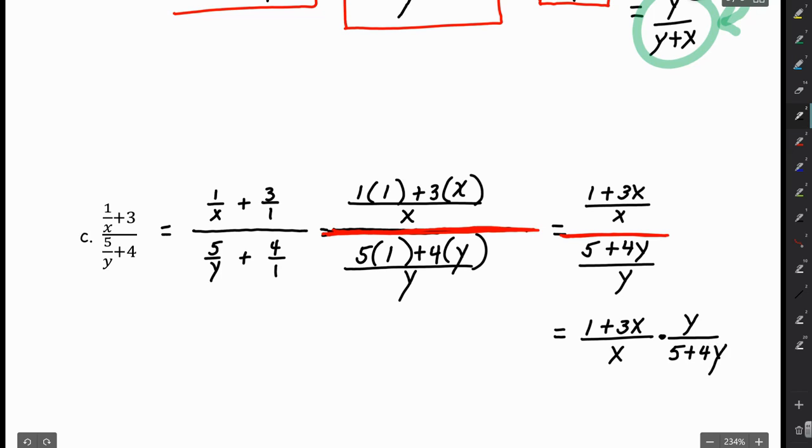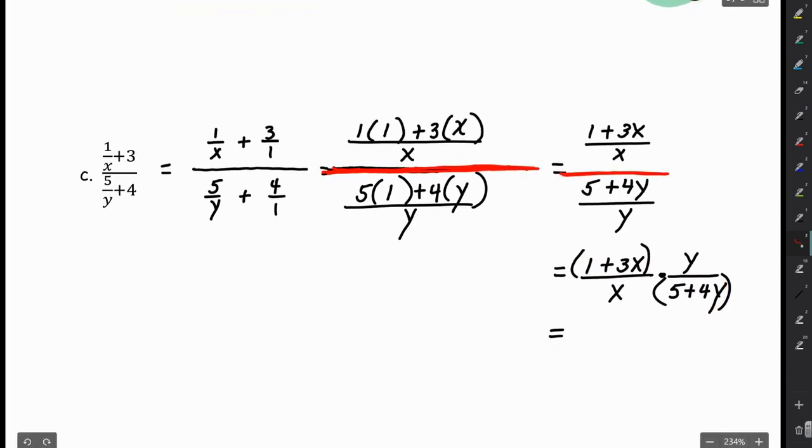All right? And I think what I'm going to do, just to make it look a little bit nicer, is I'm going to distribute. So I'm just going to add parentheses here to remind me that I would have to distribute the y to the 1 and the 3x, and the x to the 5 and the 4y. So I still don't think it looks really simplified here, so we're just going to go ahead and do that distribution. So y times 1 is y, y times 3x is 3xy, x times 5 is 5x, and x times 4y is 4xy.